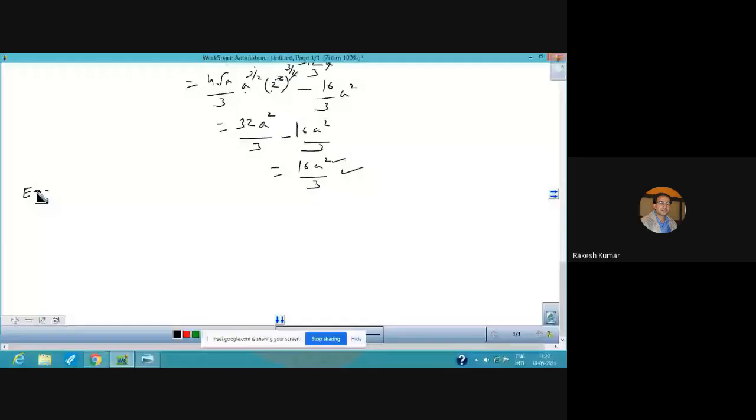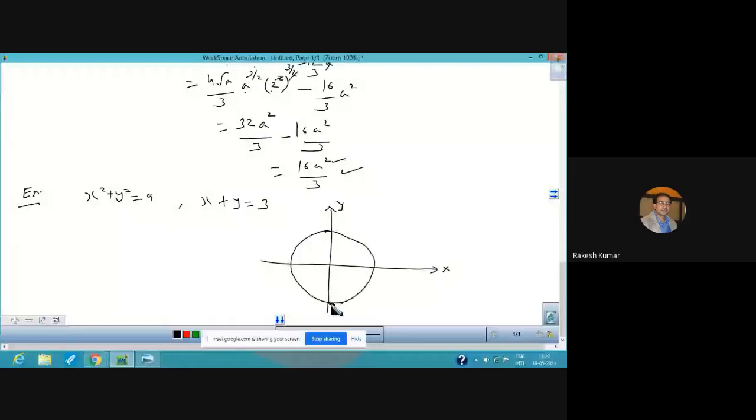Find the area by double integration bounded by the circle. The circle is x square plus y square is equal to 9, and the line x plus y is equal to 3. So let us plot the circle. The circle is in xy plane. So this is the circle we have. This is the circle in xy plane with the center origin and a radius 3. So if radius is 3, then this point is 3, 0, and this point will be 0, 3.